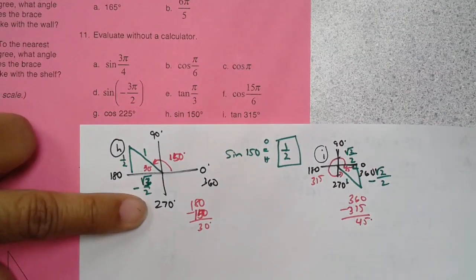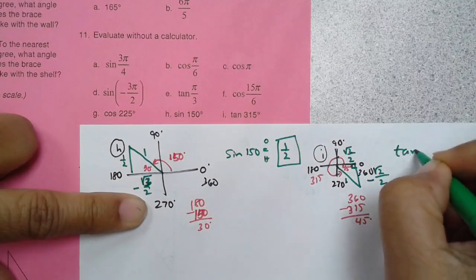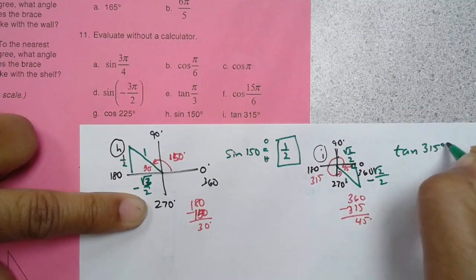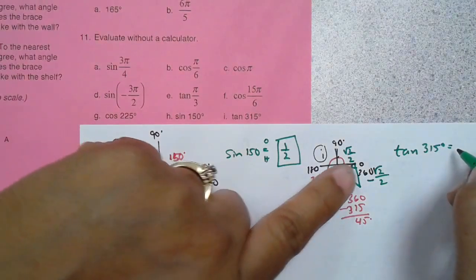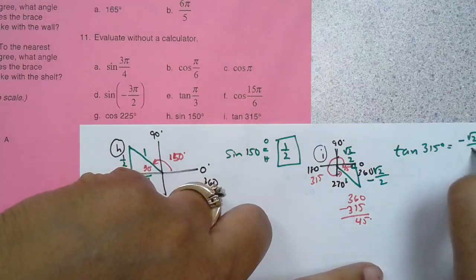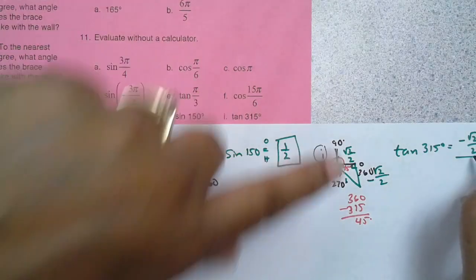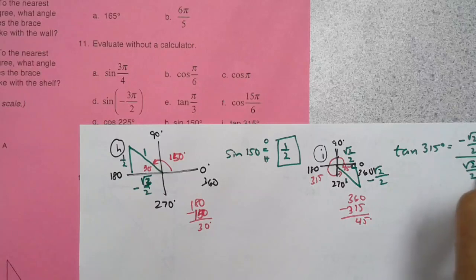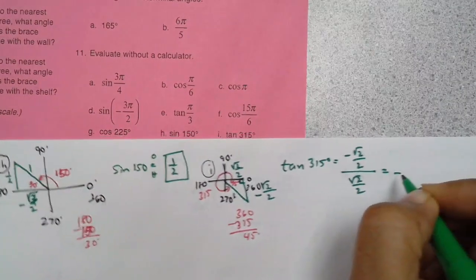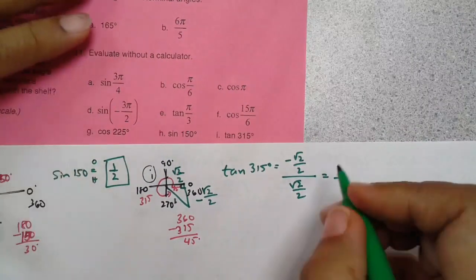And tangent is opposite over adjacent. So tangent of 315 degrees: opposite is this negative root 2 over 2 over the adjacent side, which is root 2 over 2. And that gets you, oh, I'm off the page, huh? That gets you negative 1.